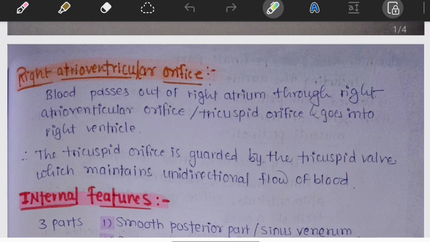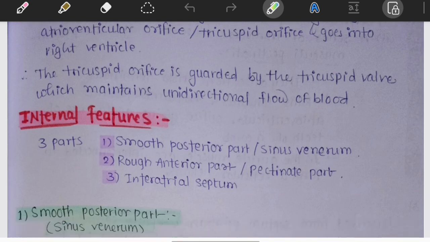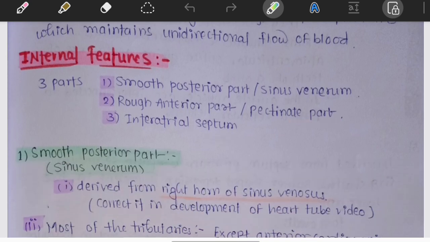Internally, the right atrium is divided into three parts. These are the internal features. The first one is the smooth posterior part called the sinus venarum. The rough anterior part is called the pectinate part, and the third part is the interatrial septum.